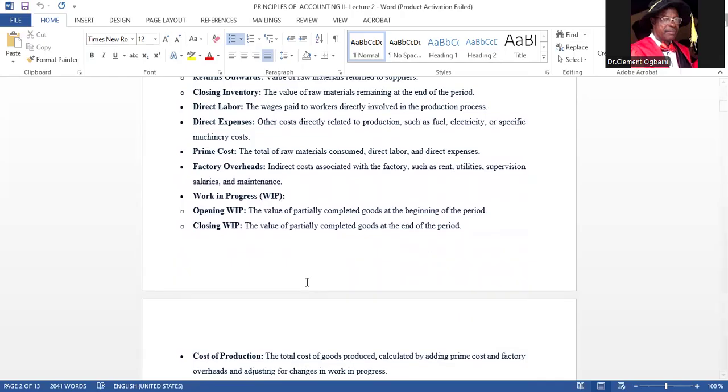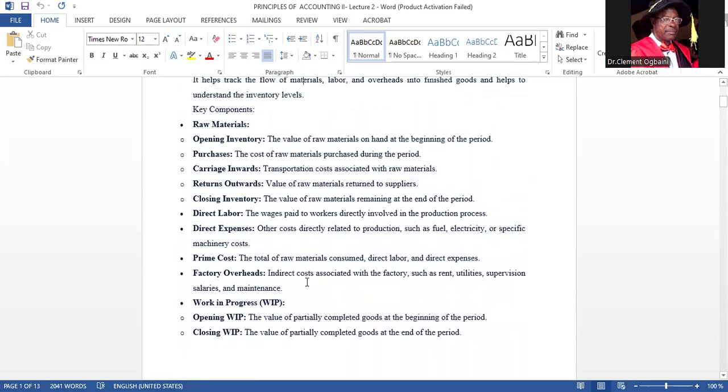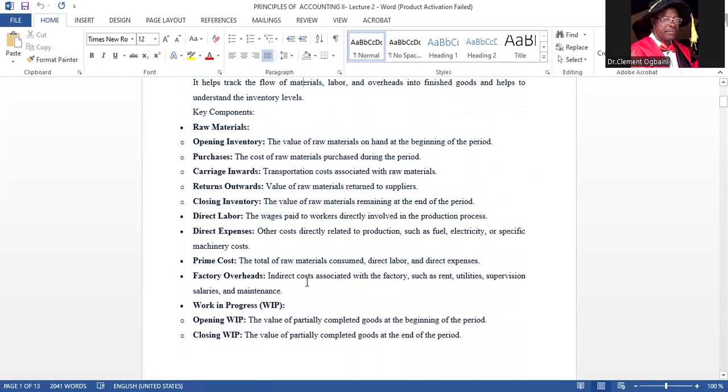So there are certain terms that are peculiar to manufacturing accounting, which are not there in the trading profit and loss account. One is, in manufacturing account, we have the opening stock of raw material and the closing stock of raw material. We have the opening stock of work in progress and the closing stock of work in progress. We have the opening stock of finished goods and the closing stock of finished goods.